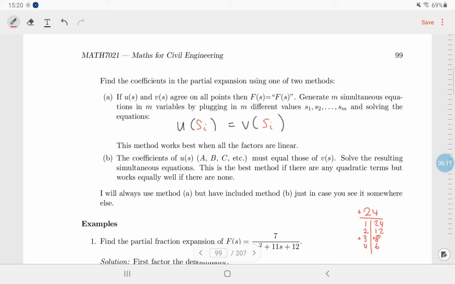Now then there's a method, this is more like chapter 2, where the coefficients must be the same. So you're comparing, like before, how many t's there were on the left, how many on the right, what was the constant on the left, what was the constant on the right. I'm usually always going to include method A, but you might end up doing method B from chapter 2, and that's absolutely fine as well.